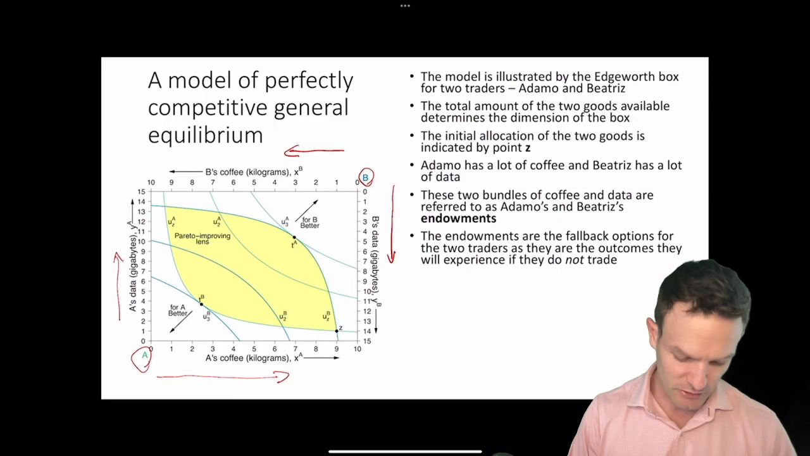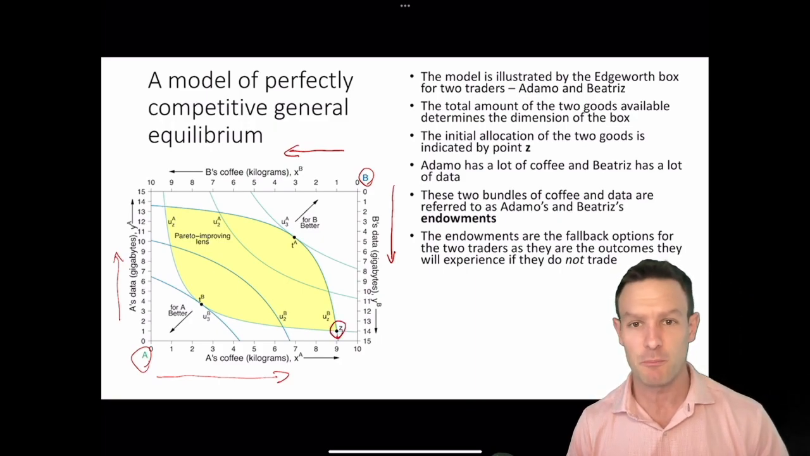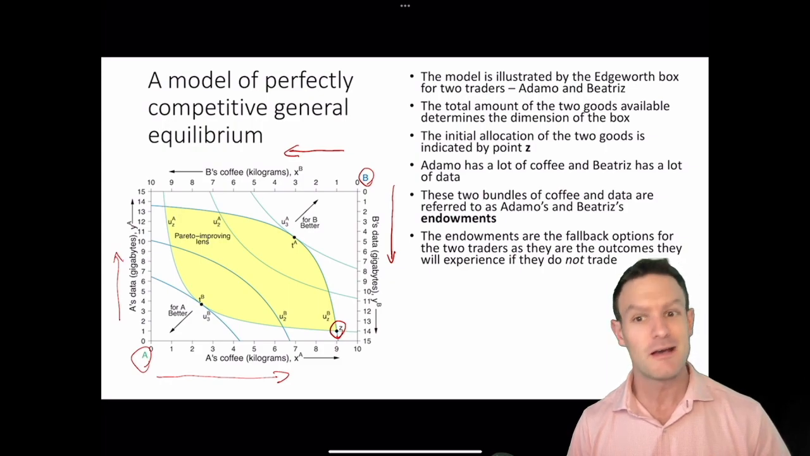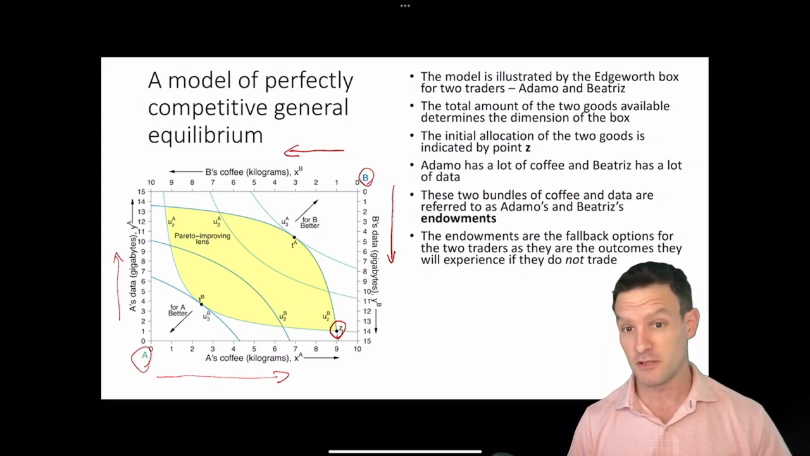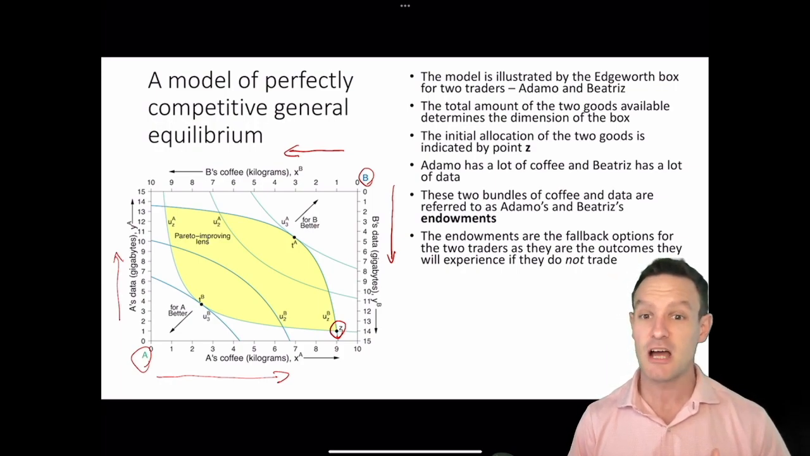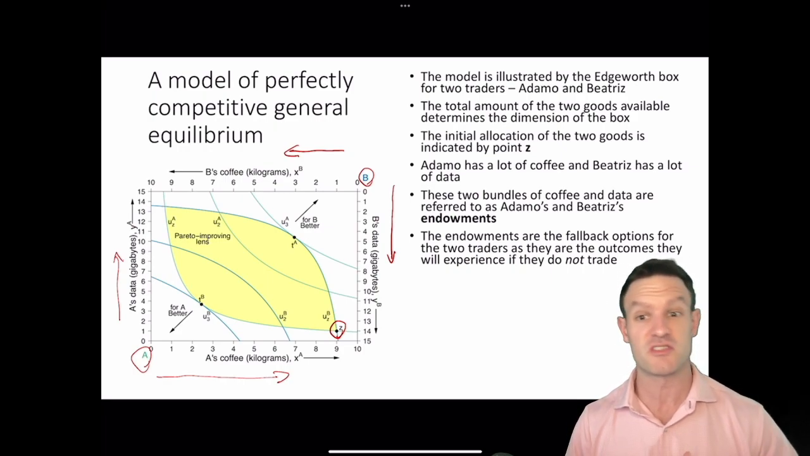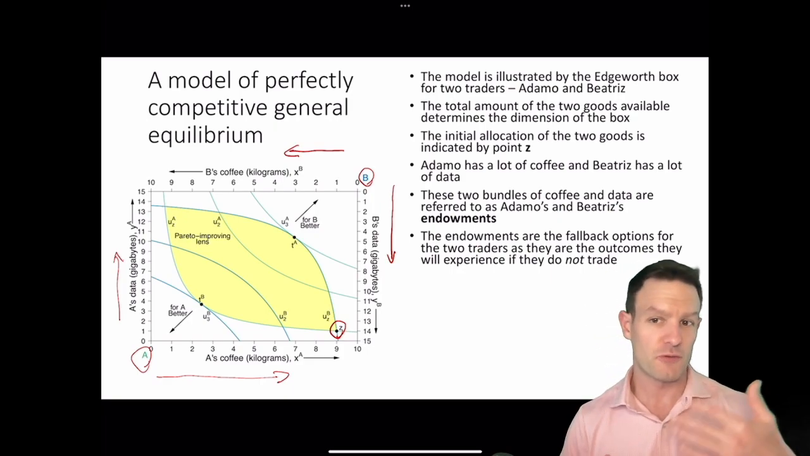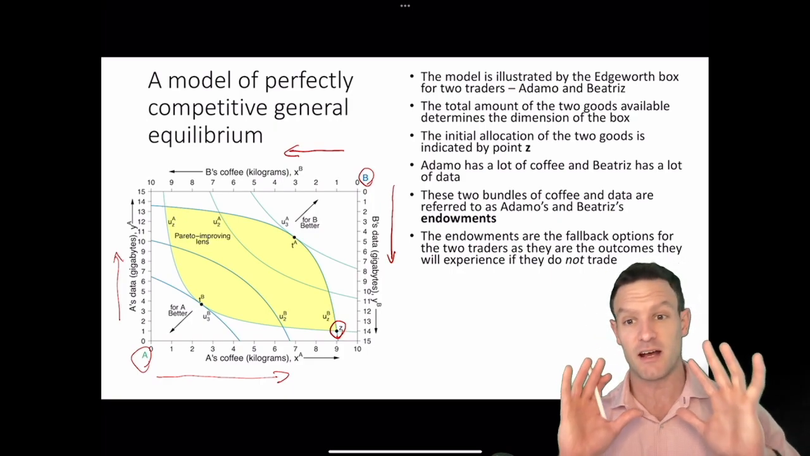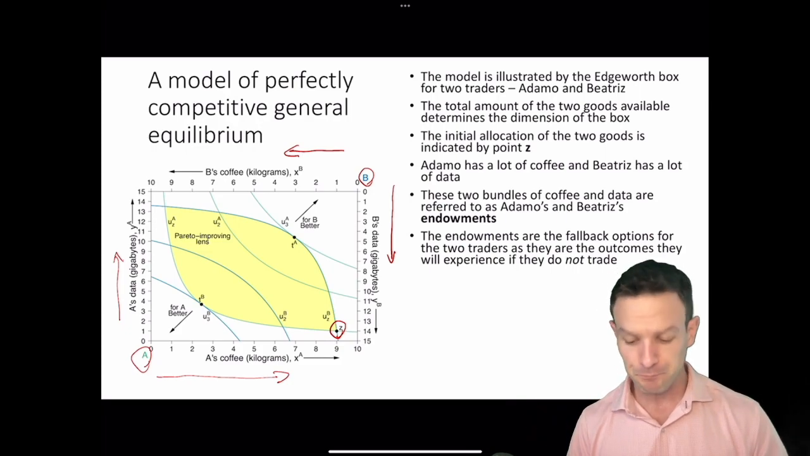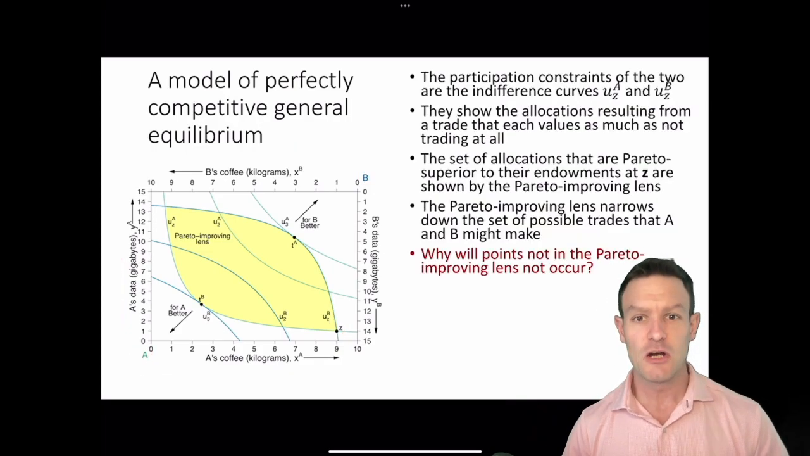So if you look down here at point Z, that's their endowment point. And we can see that point as indicating that Adamo has a lot of coffee, not much data. And on the opposing side, Beatriz has lots of data and not much coffee. So these endowments are the fallback options for the two traders, as they are the outcomes that they will experience if they do not trade with each other. So if neither Adamo nor Beatriz trades with the other person, then they're just going to stick at their endowment point.